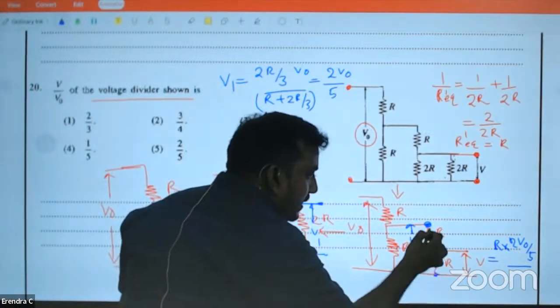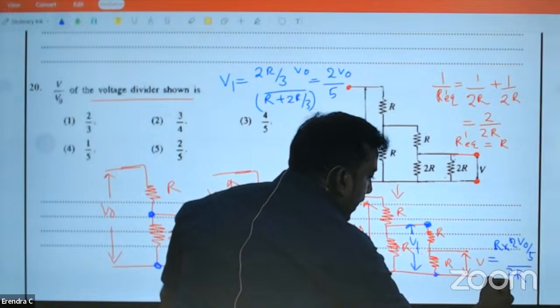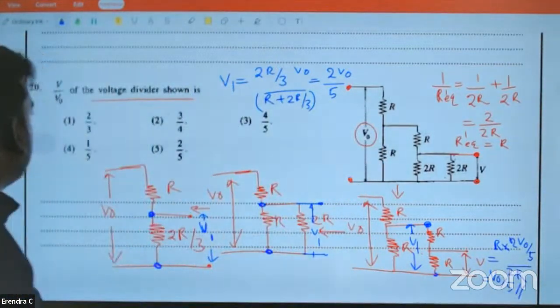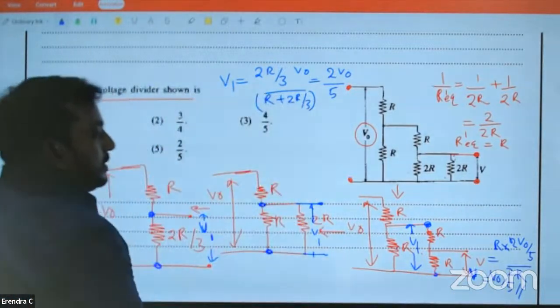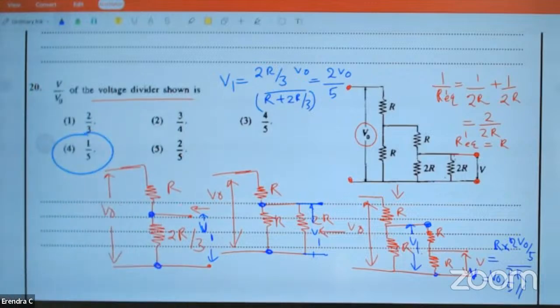divide by the addition, which is 2R. R cancels off, 2 cancels off. V0 divided by 5. V is equal to V0 divided by 5. So V over V0 is 1 over 5. Answer number 4.